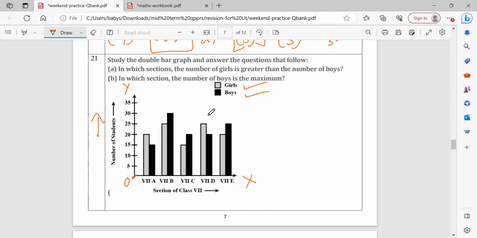Look here, where is gray more than black? Not here. It is here, isn't it? See, 7A, you can see the gray is bigger. The gray is showing a greater number than the black one, right? So it's only in two cases, that is 7A and 7D. For question A, the answer is 7A and 7D. The gray portion is more than the black portion, so the number of girls is more in these two sections. It is pretty simple actually.